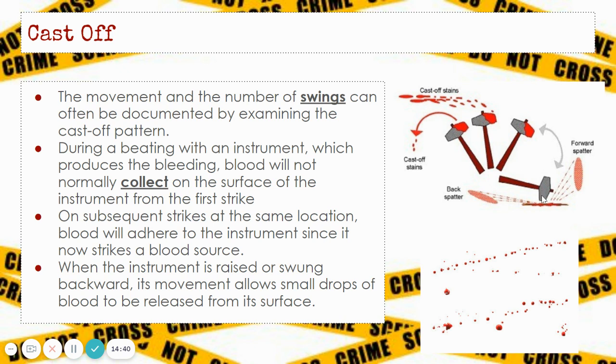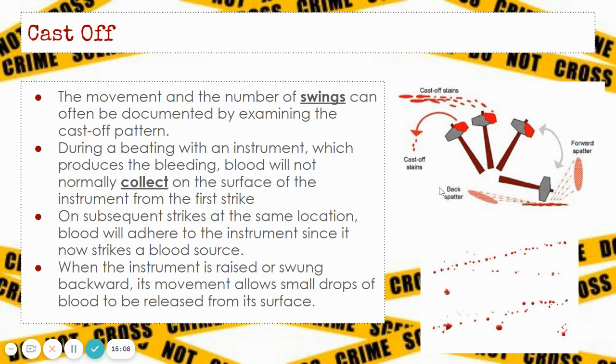So that very first initial hit, there's no blood on the weapon yet. After that first initial hit, every time that weapon is drawn back, it's going to leave blood along a wall or a ceiling or something like that. And that's what we call the cast off, right? As they bring the weapon backward, we will get that cast off stain showing that the weapon is moving backward.